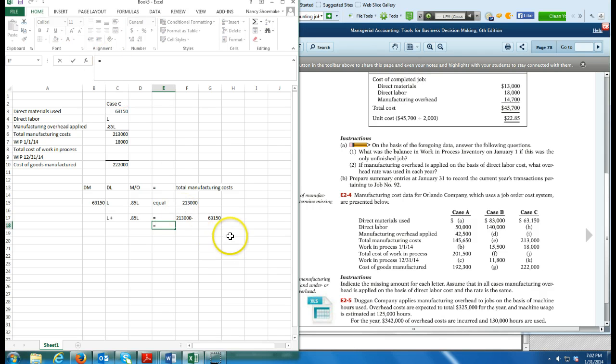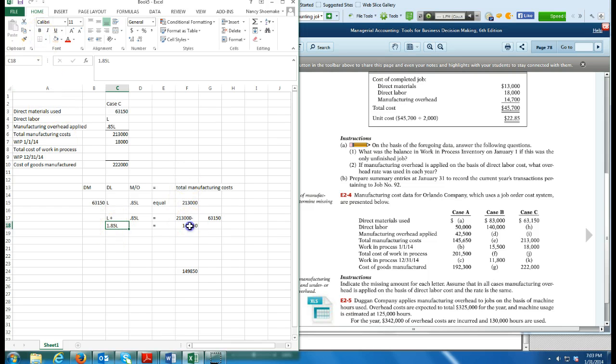Again, if we take our 1 L and then 0.85 L, how about 1.85 L is going to equal the 213 minus the 63,150, or that would be, higher math here, that's what happens when you get lazy, 149,850.